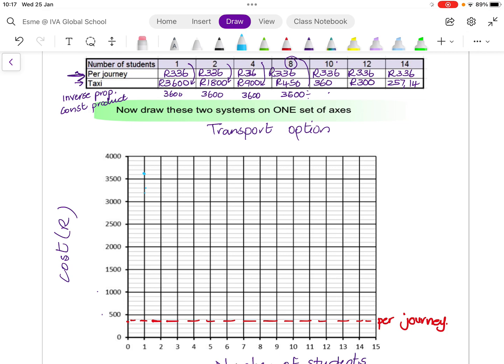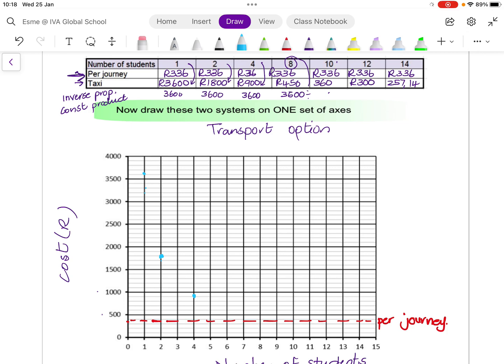2 students would be 1,800. So I go from my 2, go up this line until I get to, there's 1,500, 15, 16, 17, 1,800. I then go to 3 students, or I'm going to go to 4. I haven't got a value. It's going to be 900, which will be over here. If I go to 8 students, it is going to be 450.